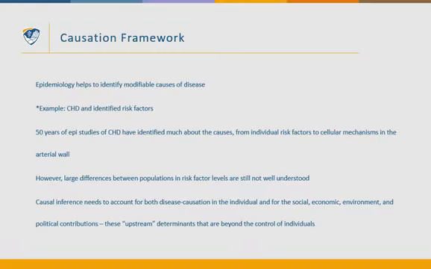So epidemiology helps to identify modifiable causes of disease. For example, coronary heart disease, and then the identified risk factors. So 50 years of epidemiologic studies of coronary heart disease have identified much about the causes from individual risk factors to cellular mechanisms in the arterial wall. And I think what's fascinating is that it's continually evolving or improving.